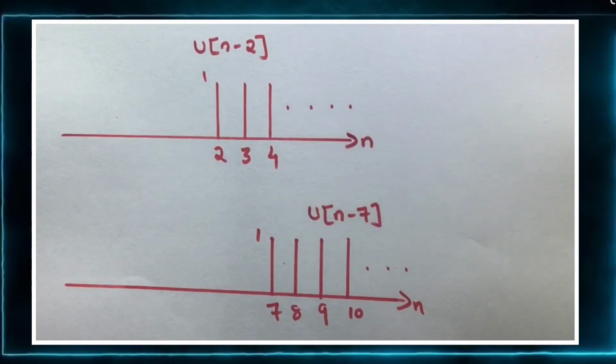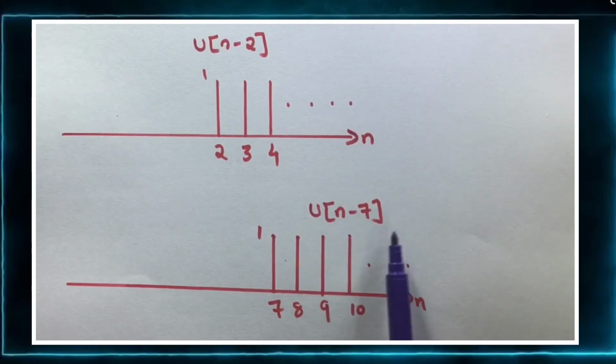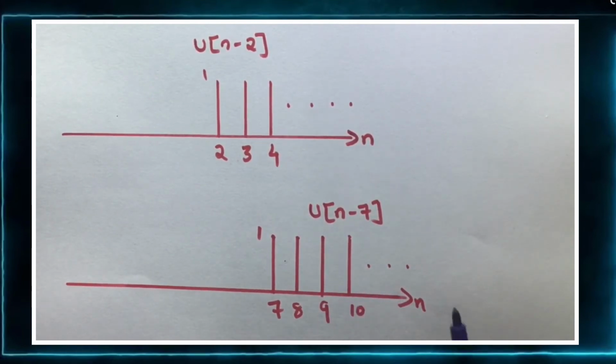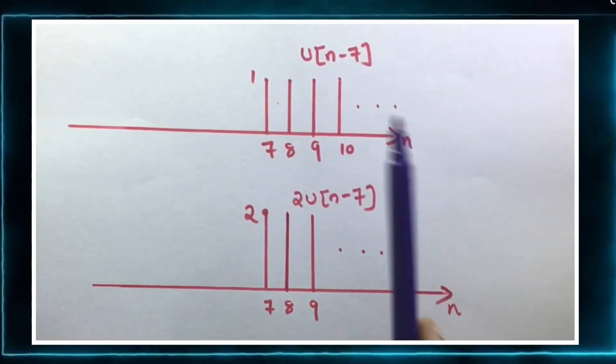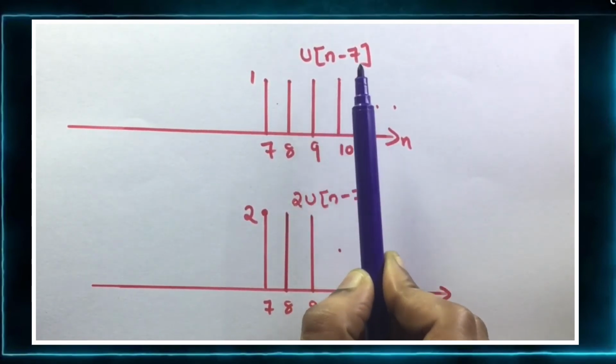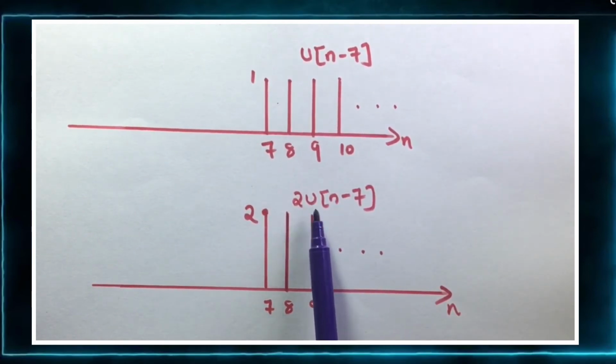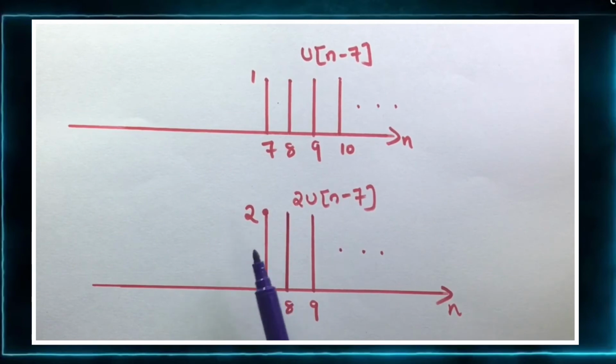Then when we shift u of n to right by 7 units, we get u of n minus 7 like this. You can see it has a constant value 1 for n greater than 7, and it is 0 for n less than 7. When we multiply this u of n minus 7 with a constant 2, we get 2 into u of n minus 7 like this. It has a constant amplitude 2 for n greater than or equal to 7, and it is 0 for n less than 7.